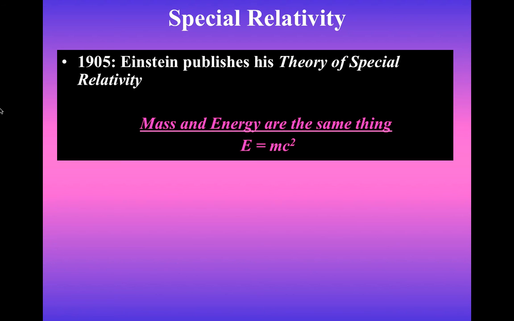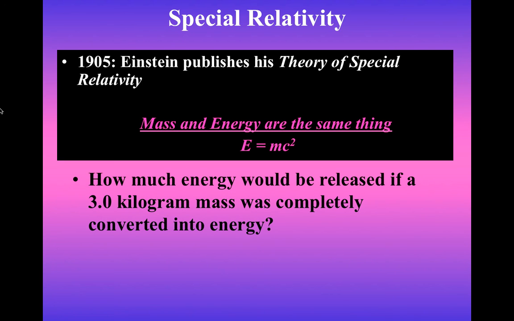E is your energy of a photon. m is obviously mass in kilograms, and c is still the speed of light. Notice for the equation, squared goes with the c, not the m, so it's mass times the speed of light squared. Just be careful when you're doing the math.